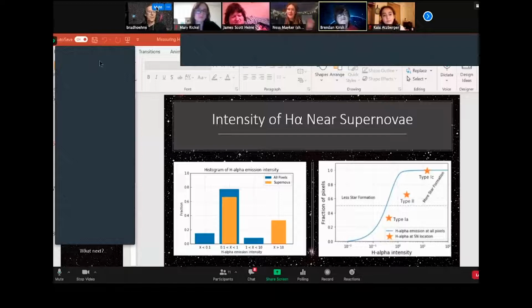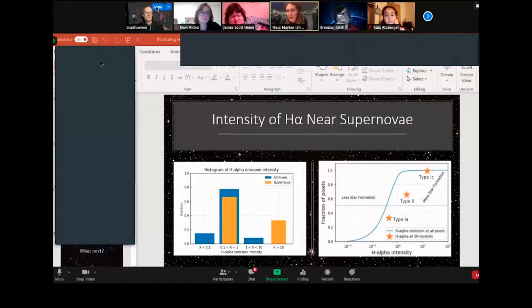Yeah, it's a good question, Brad. I think the resolution is going to be the same for each pixel and for the supernova, because we're using the same map, and we're just taking a single pixel coordinate and pulling the value. So those values are actually getting double counted in a sense.